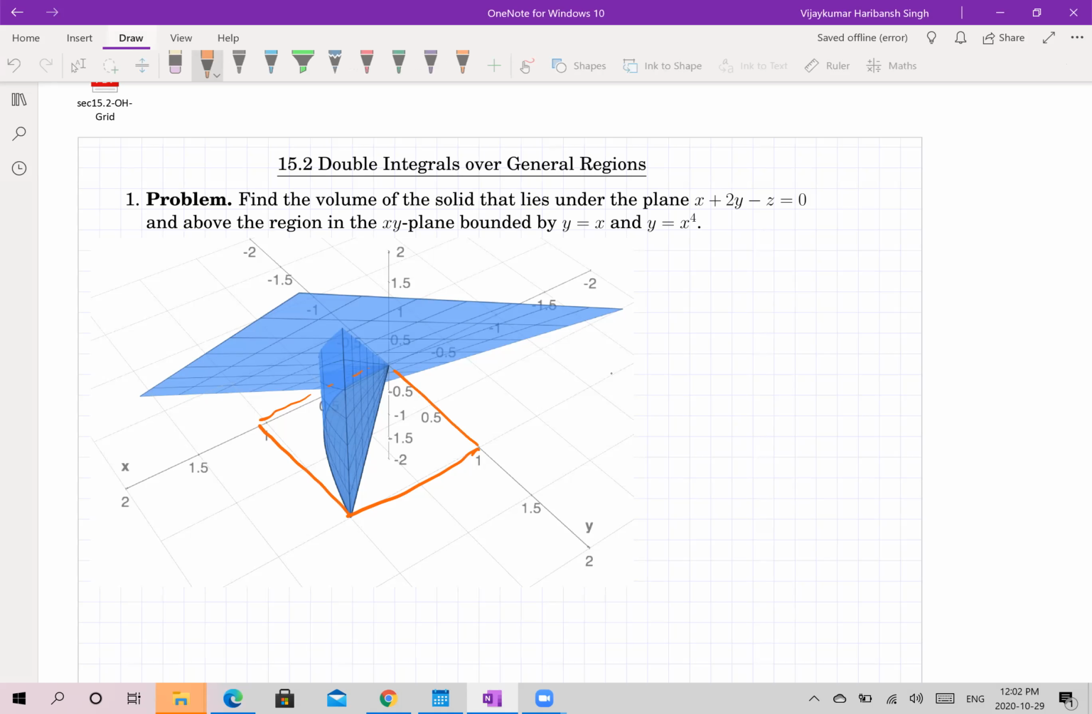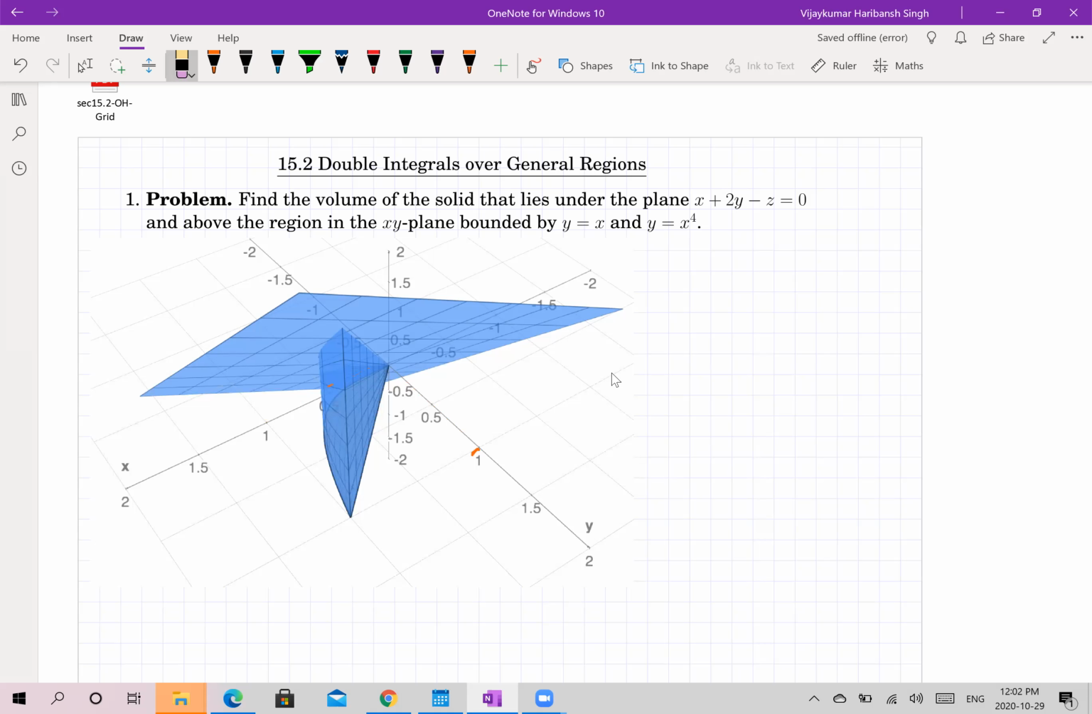Here your domain, on which the function is defined, is in the xy plane and is bounded by y equals x, which is this curve here, and the other one is y equals x to the power 4, which almost looks like x squared, but with a little bit more curve.